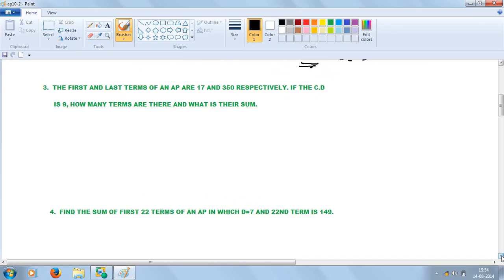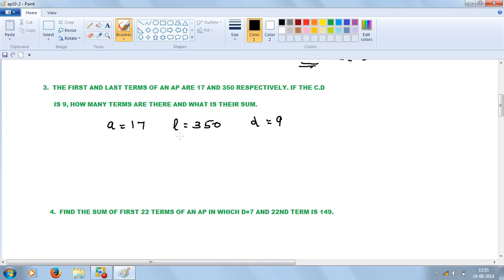So next problem. The first and the last terms of an AP are 17 and 350 respectively. The common difference is also given as 9. How many terms are there and what is their sum? First term a is equal to 17. Last term l is equal to 350. And common difference d is equal to 9.